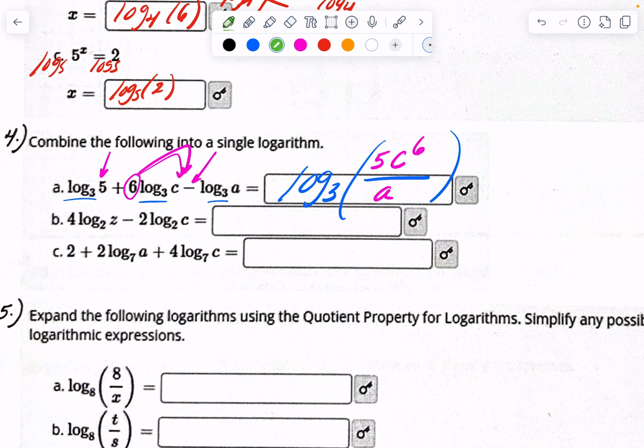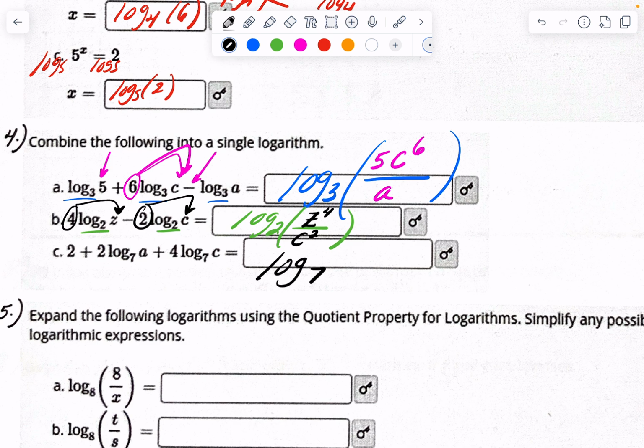Then same thing here. You'd say log base 2. So you write log base 2, you throw in parentheses. Since you see a subtraction sign, you'll do a division sign. We're going to have a z to the 4th on top. And on bottom, a c squared. The reason it goes on bottom is because it's after the subtraction sign. So c squared. Any subtractions go on bottom. Any positives go on top.